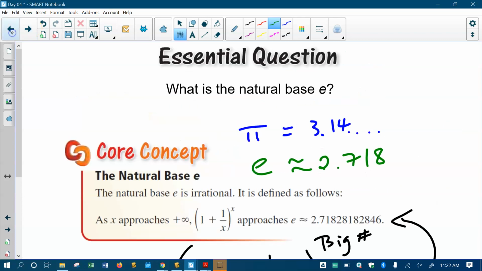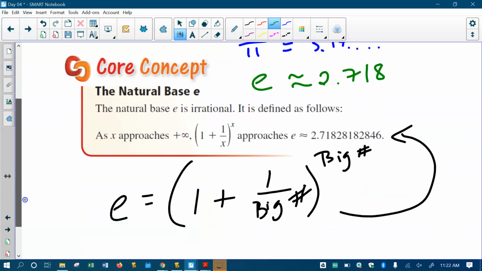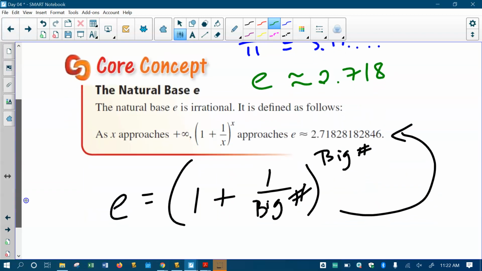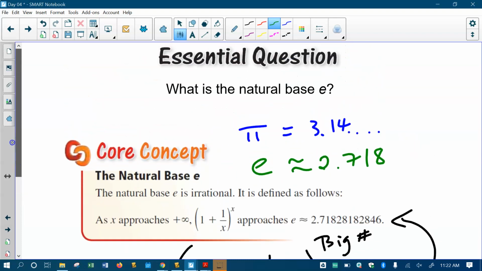The definition of e, you don't actually need to know. I'm not expecting you to remember 1 plus 1 over a big number raised to a big number, which I just showed you where the e is coming from. You do need to know that e is 2.718.